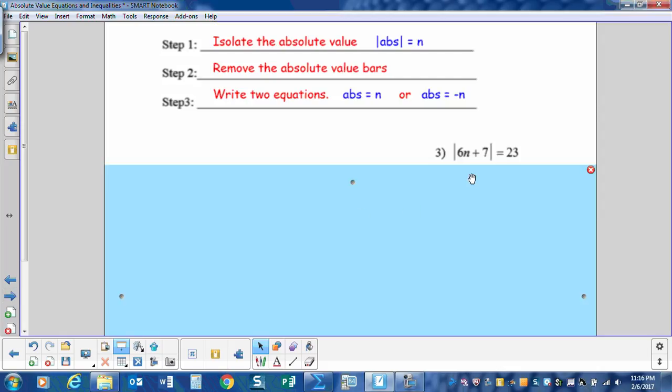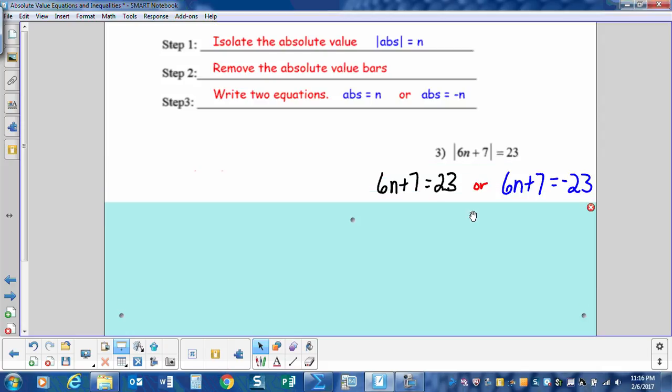Number 3, the absolute value of 6n plus 7 is equal to 23. Step 1, isolate the absolute value. It is. Step 2, remove the bars. Write two equations, one equal to the positive 23 and one equal to negative 23. And go ahead and solve.